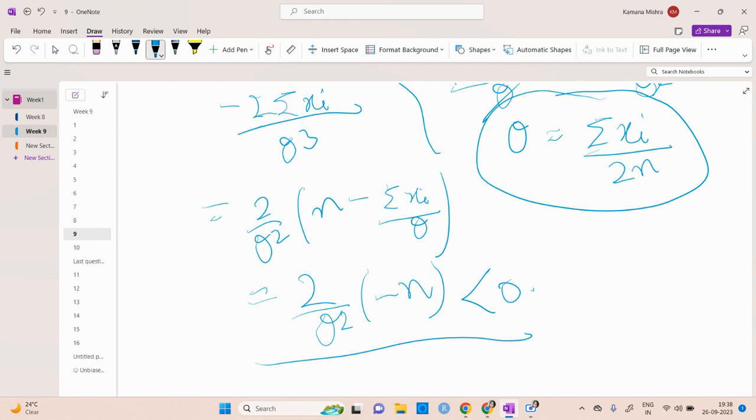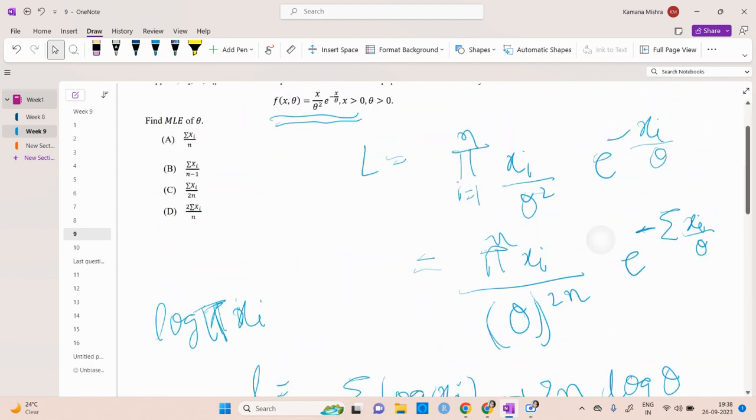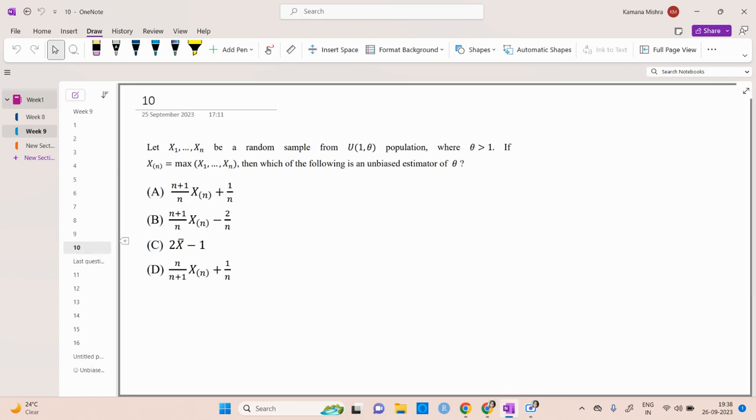So now we can say this theta is the MLE, the maximum likelihood estimate. So theta will come as summation xi by 2n, right? So summation xi by 2n will be the answer. So this is the maximum likelihood estimation, right?